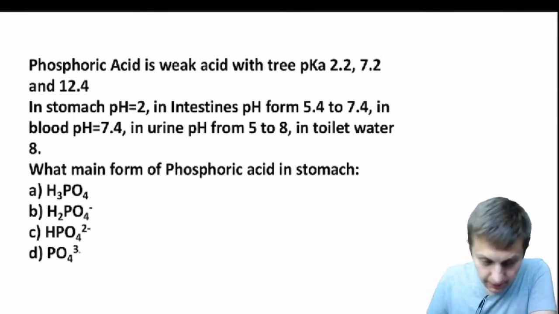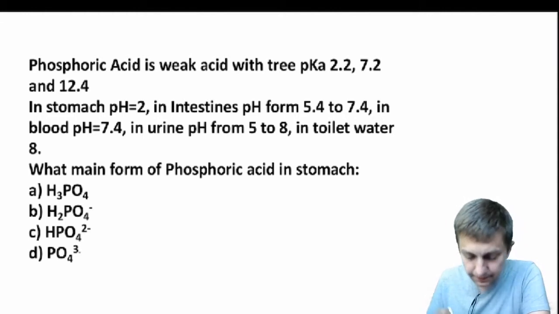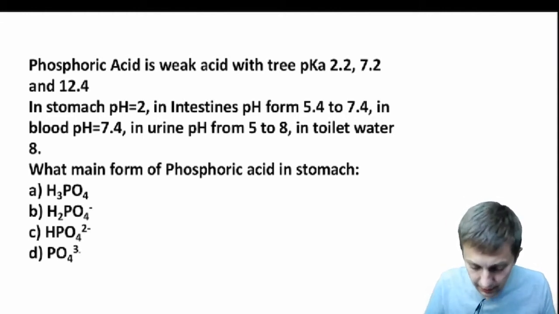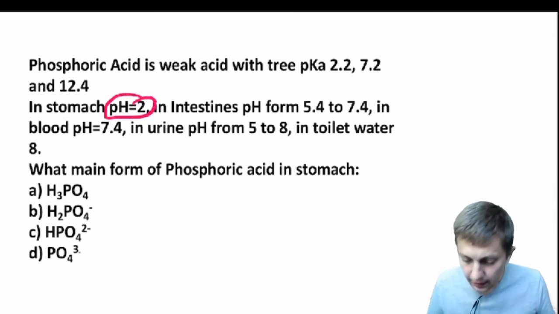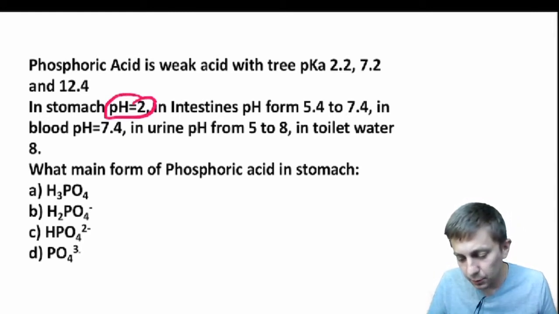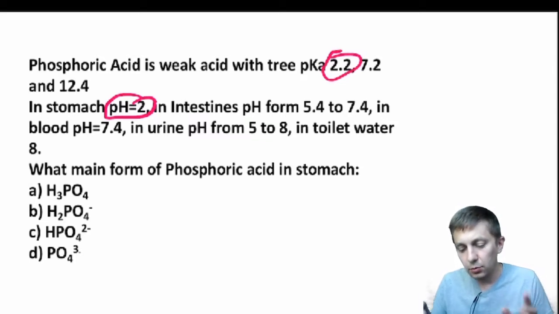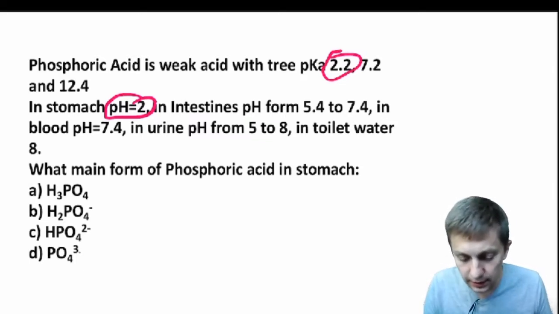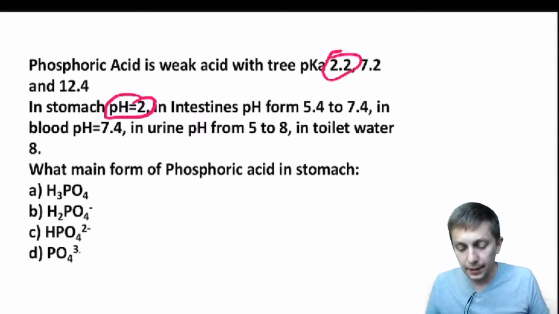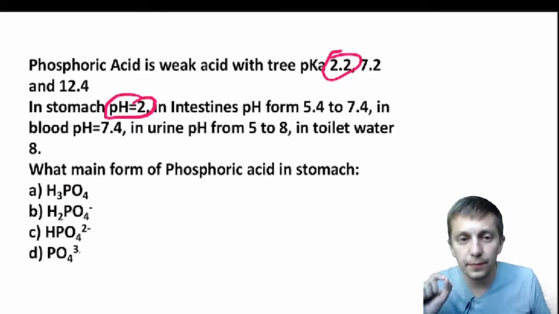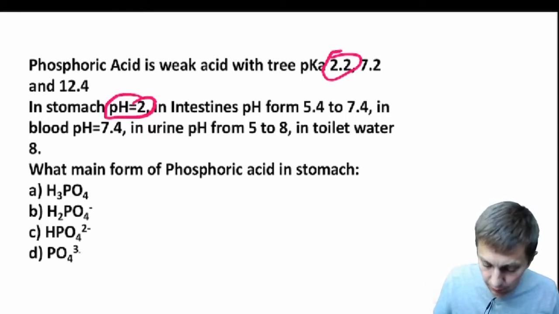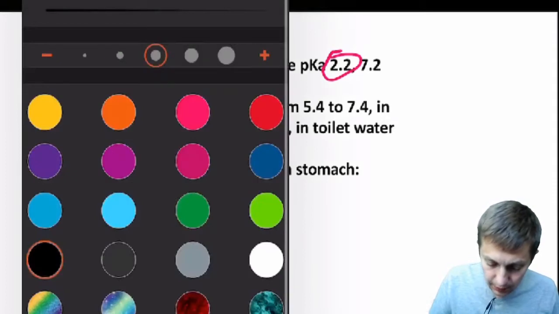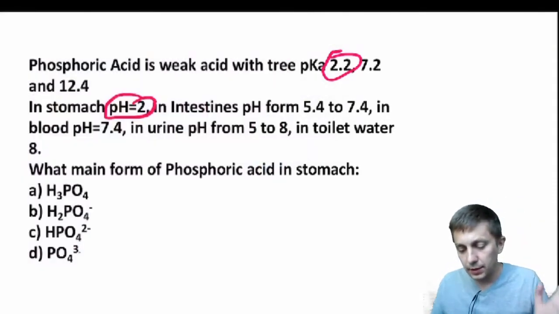So what do we have here? In the stomach we have pH 2. And the closest pKa is 2.2. It means if pH equals 2.2, the concentrations of the first-step dissociation acid forms will be the same.